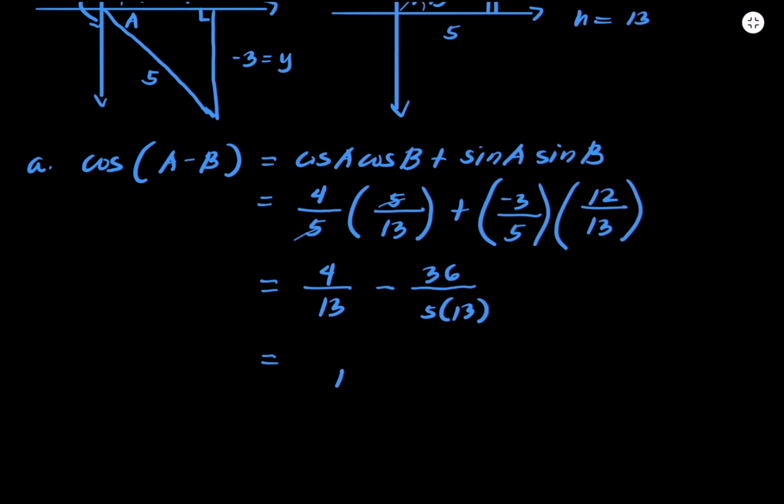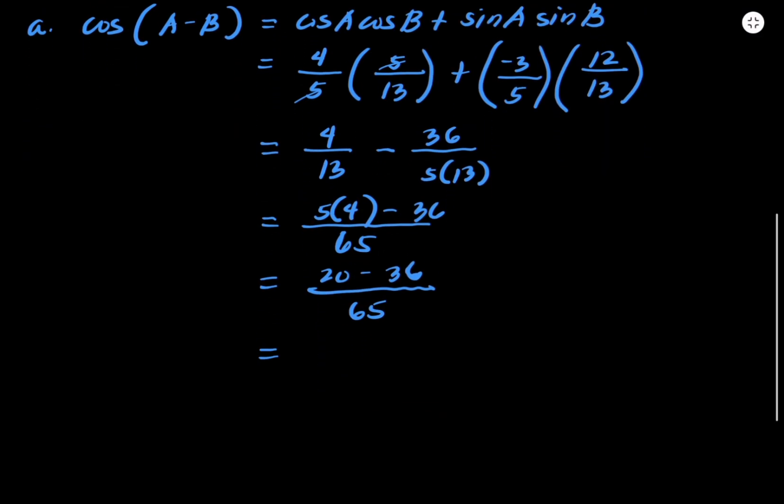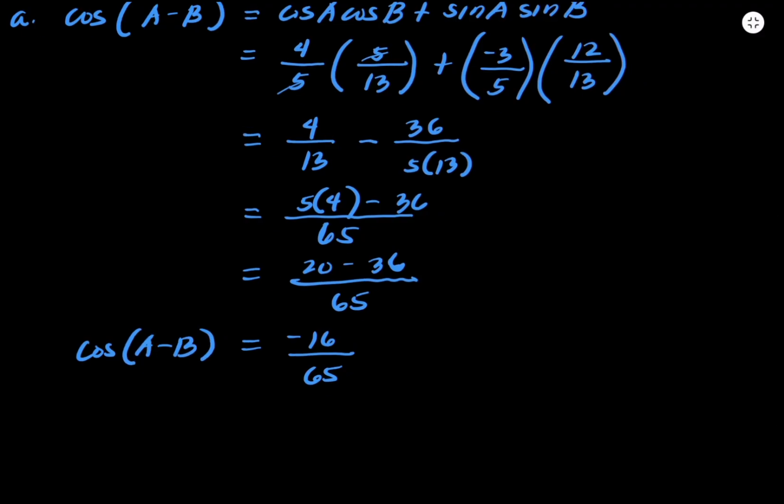5 times 13, 13 times 5. No, this is 65. I'm sorry. This is 65. So the denominator is 65, right? So 65 divided by 13, that is 5. 5 times 4 minus 36. So we have 20 minus 36 all over 65. Now we have negative 16 over 65. And that is cosine of A minus B. So we are done for item A.